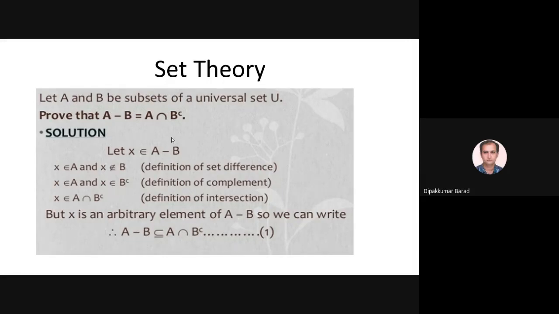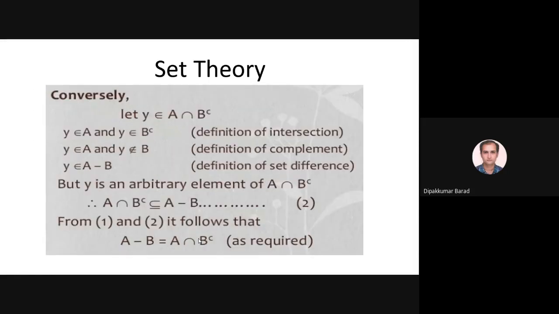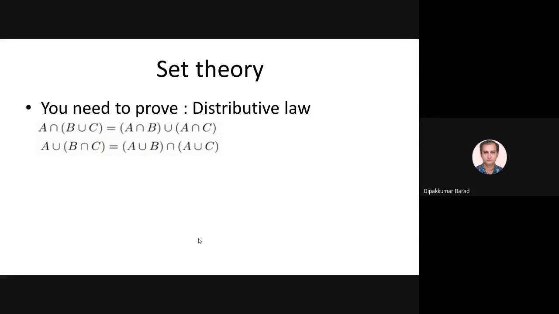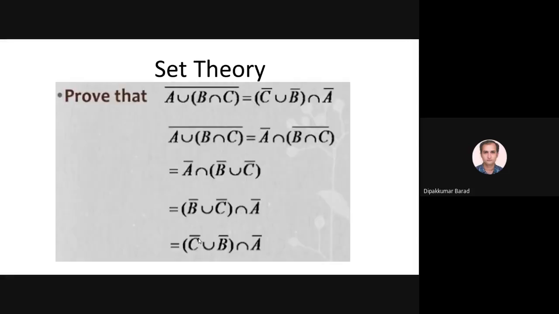Now x belongs to A minus B means x belongs to A and x does not belong to B. Now x not belonging to B means x belongs to B complement, and x belongs to A. So x belongs to A intersection B complement. Now x is an arbitrary element, so I can say that A minus B is a subset of A intersection B complement. In similar manner, conversely, we can show that both are equal. Similarly, you can prove the distributive law, and I think we have discussed how to prove these things.